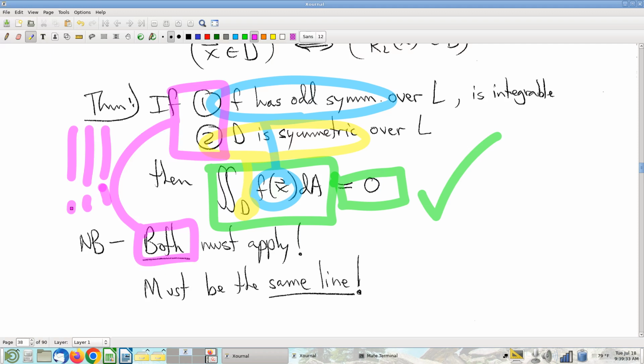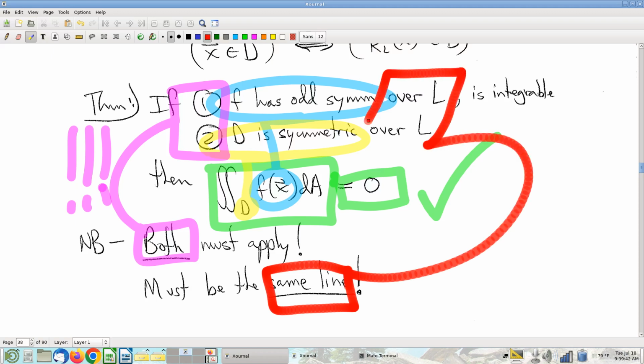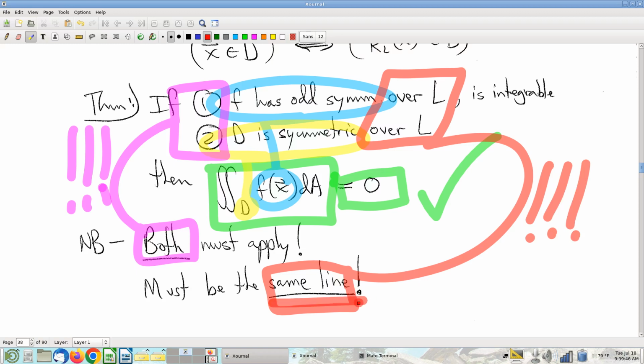Second, another really nasty little landmine that a lot of students can accidentally step on, and that is, it's got to be the same line. Same line for both of the conditions. It is absolutely not good enough for your integrand to be odd over one line and your domain to be symmetric over a different line. The argument just crashes and burns. It just doesn't work.